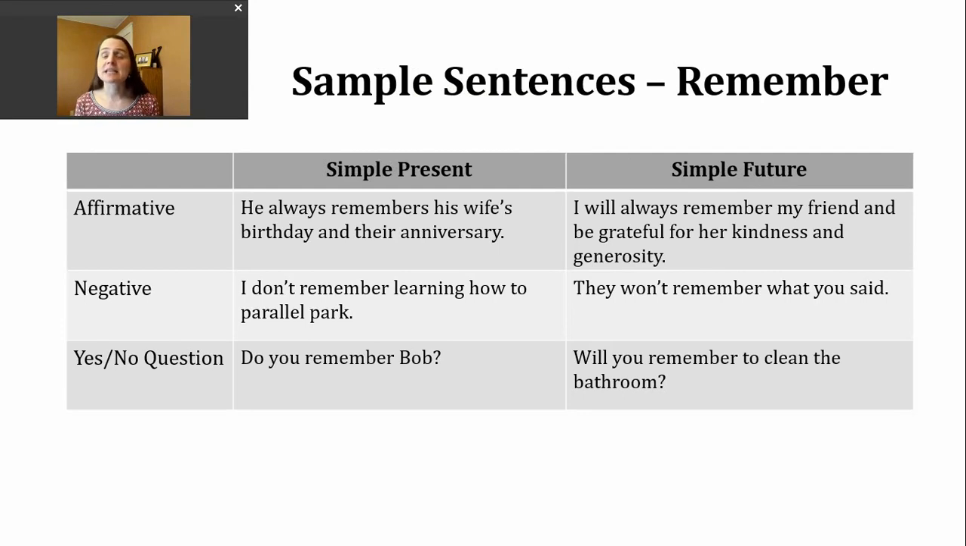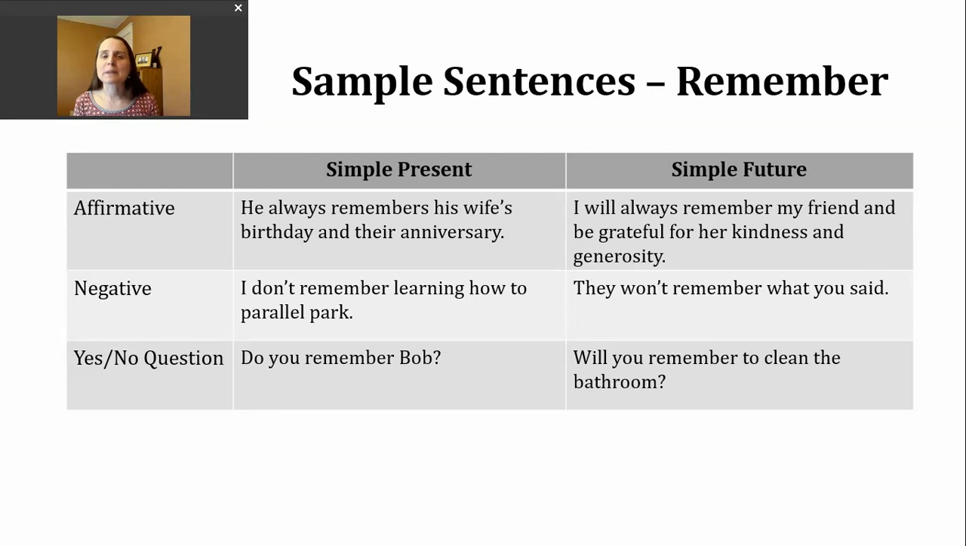We use this verb tense to talk about our habits and routines. We also use it to discuss facts or to describe our feelings. The trick with the simple present is remembering that its form will change based on our subject. So if our subject is I, you, we, or they, then you'll just use the base verb in the affirmative. If the subject is he, she, or it, then we need to add an S to the end of the verb, and you'll see that in the example sentence here.